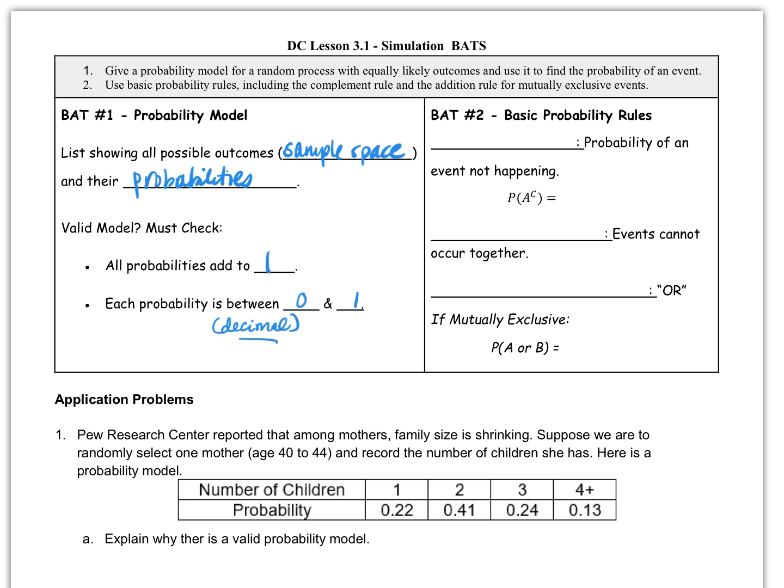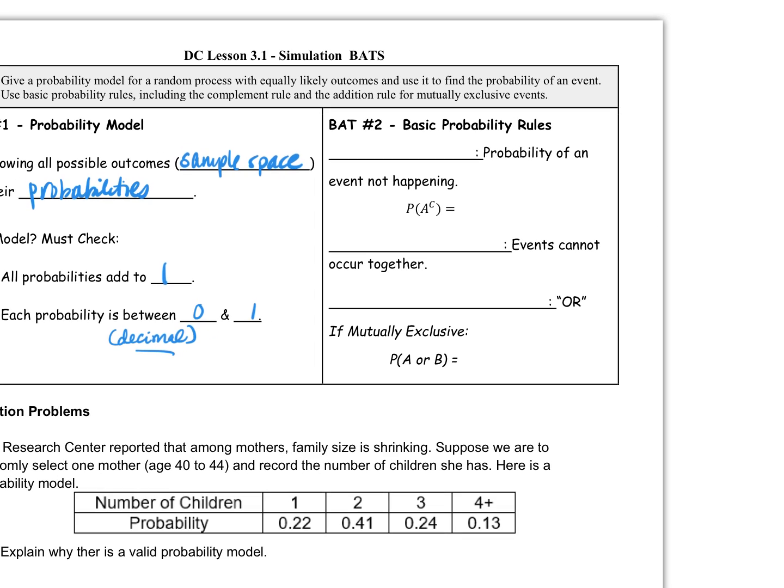It's a decimal value, okay? Which logically you're like, yes, of course it does, right? You can't have a probability of 150%. It doesn't work like that. Now there's some basic rules here. Some of these you know, some of these you don't.